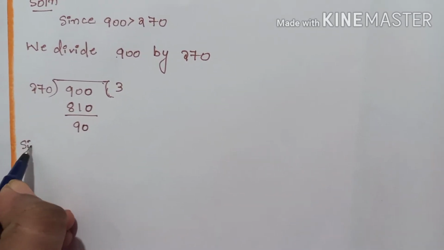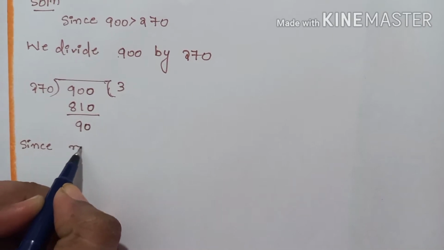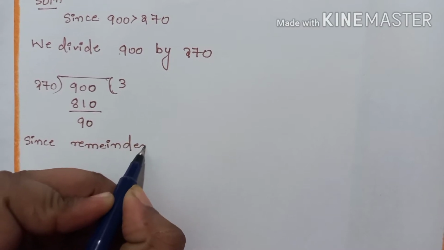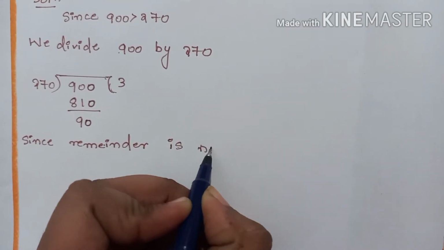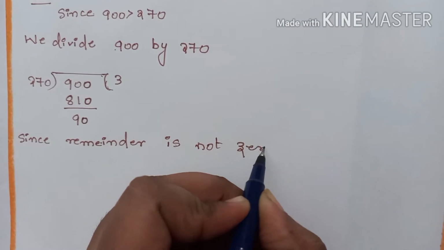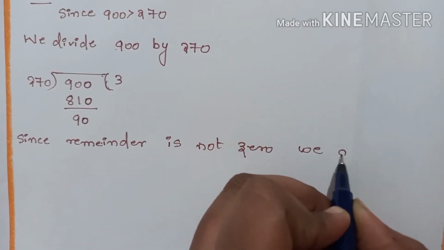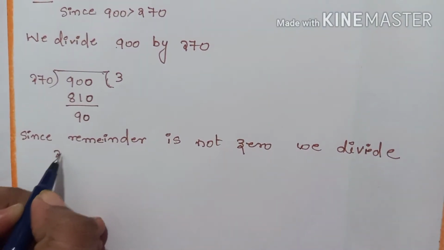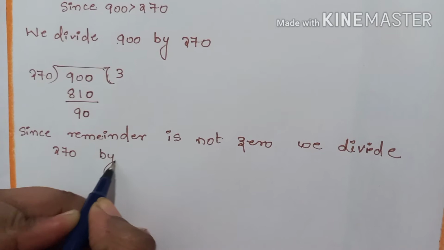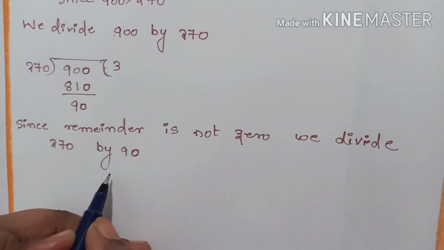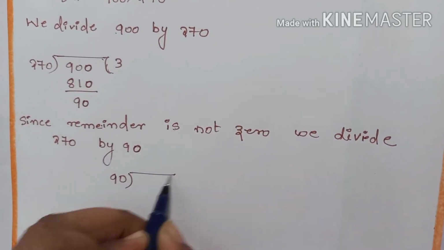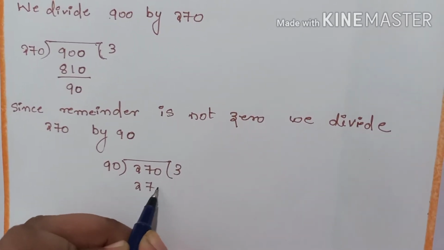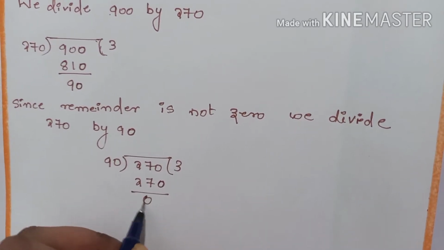So the next step is to write, since the remainder is not 0, we divide 270 by 90. Now let's start dividing 90 into 270. 90's 3s are 270, and now finally we got the remainder as 0.